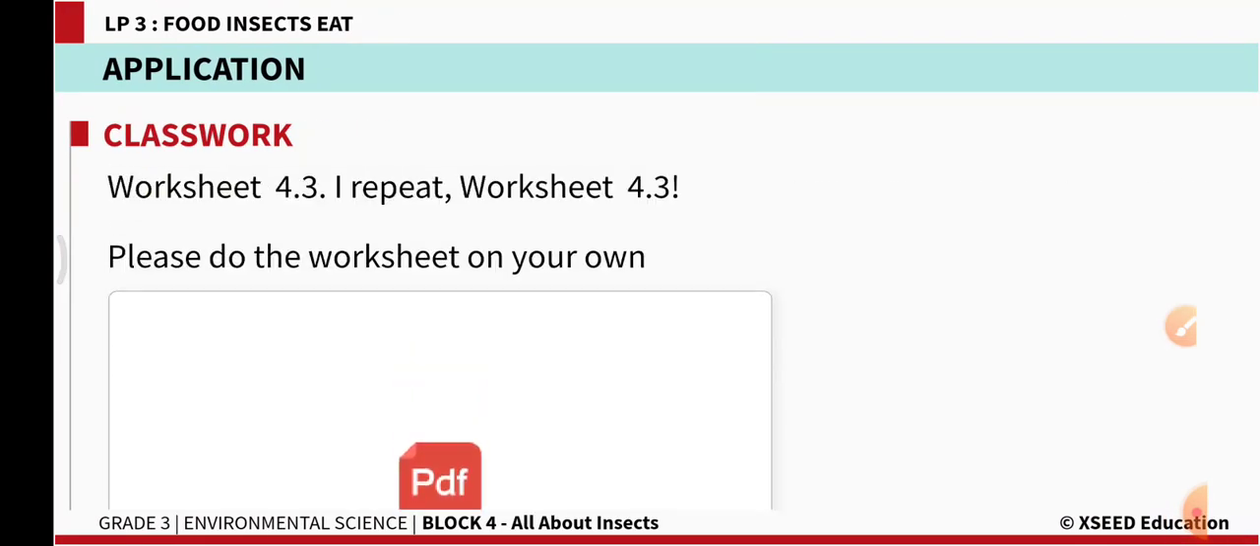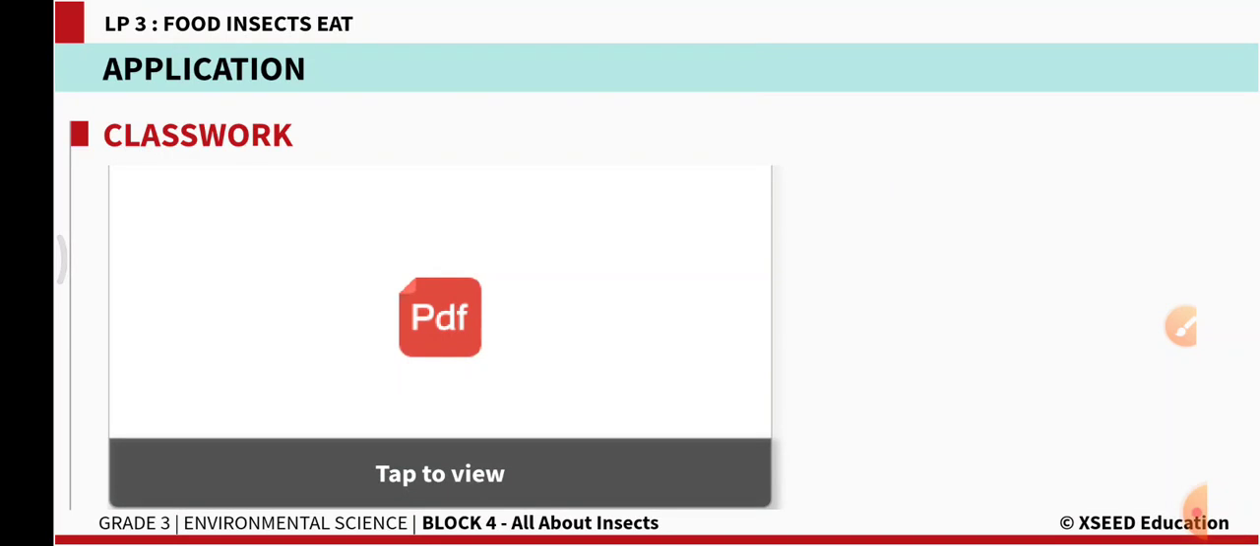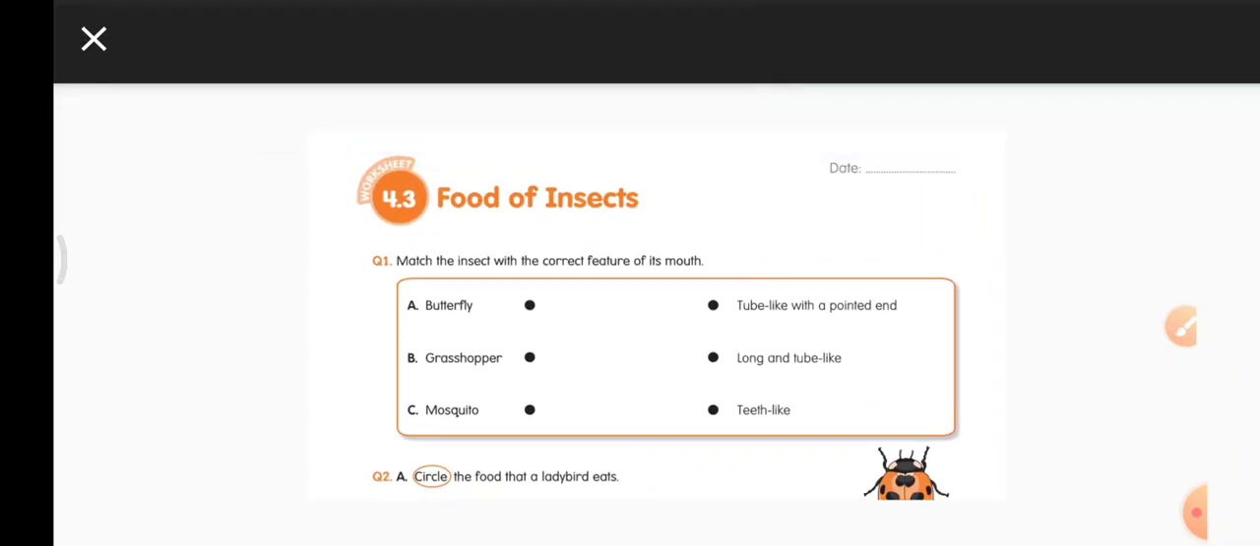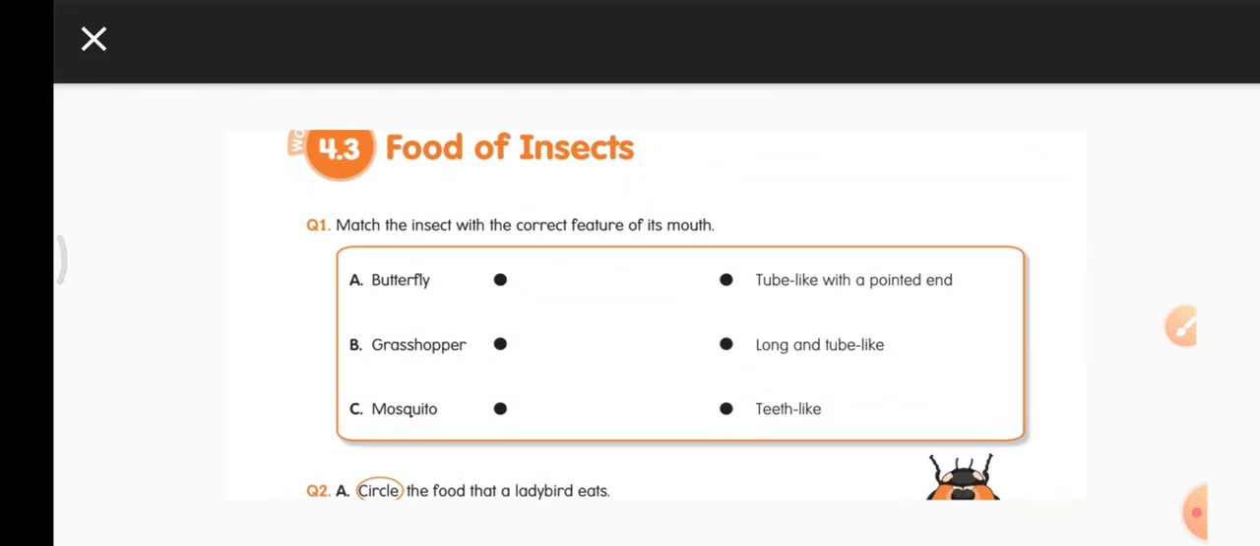Now let us open our workbook. Open your worksheet 4.3. All of you open your workbook, it is 4.3, food of insects. Put today's date in that and match the insect with the correct feature of its mouth. We have on the left side A, butterfly, B, grasshopper, C, mosquito. On the right side we have the type of mouth they have. You have to match the insect with its mouth.